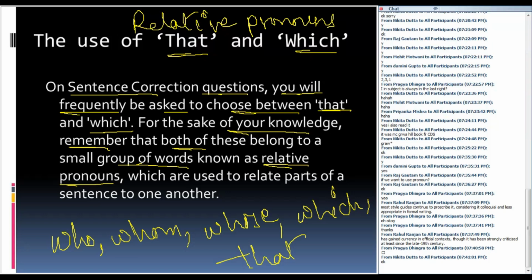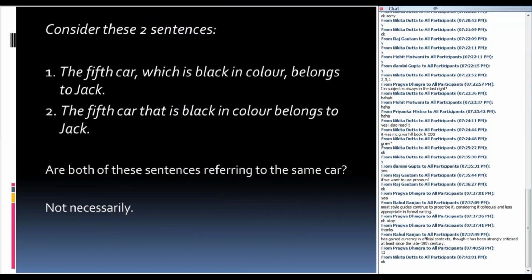Now the question is, what is the difference? When in a sentence I use the word that, and when in a sentence I use the word which, is there a difference in meaning? There can be. I'll just show you with the help of an example. You can see over here there are two sentences. The fifth car, which is black in color, belongs to Jack. And sentence number 2, the fifth car that is black in color belongs to Jack. Now the question is, are both of these sentences referring to the same car? The answer is not necessarily.